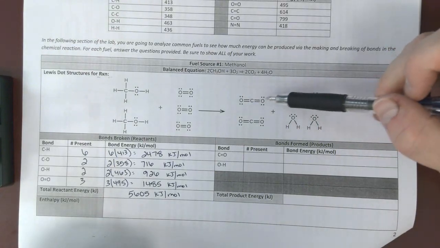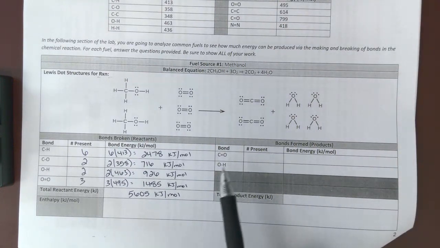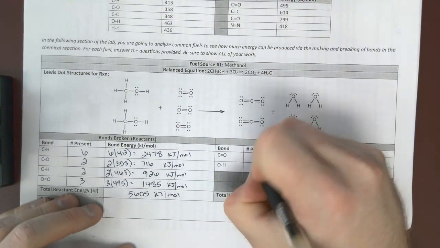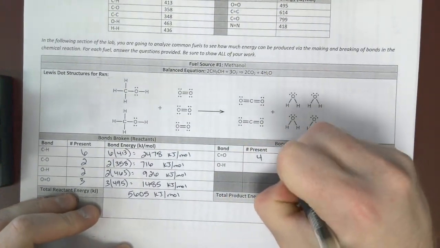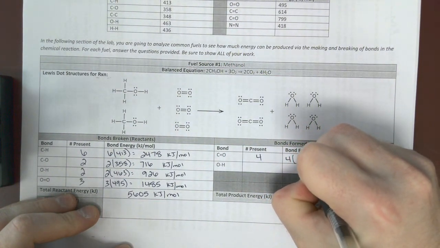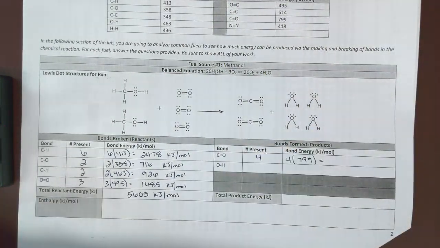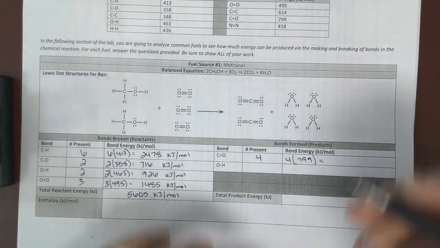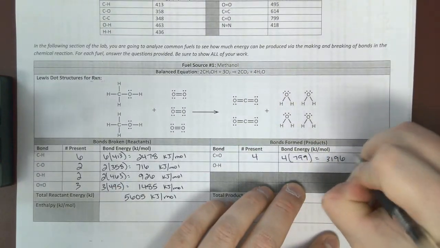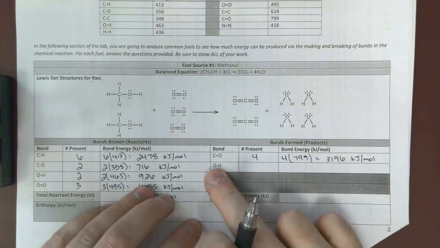So we have CO2 and water. Okay, so we have carbon dioxide and water. So let's count how many C double bonded O's we have. So we have 1, 2, 3, and 4. So we're going to put a 4 here. And so then that's 4 times 799. Okay, so 4 times 799 is 3,196 kilojoules per mole. Okay, and then we're going to count how many OHs we have.